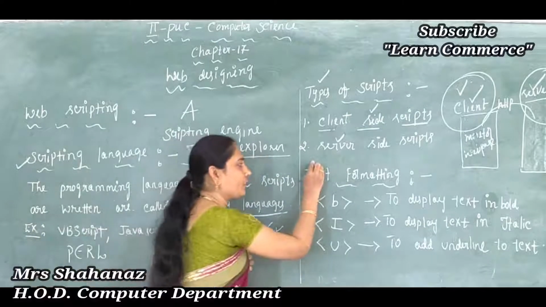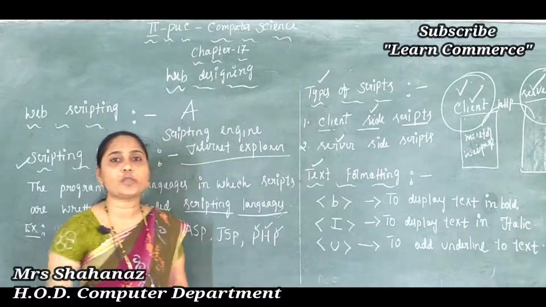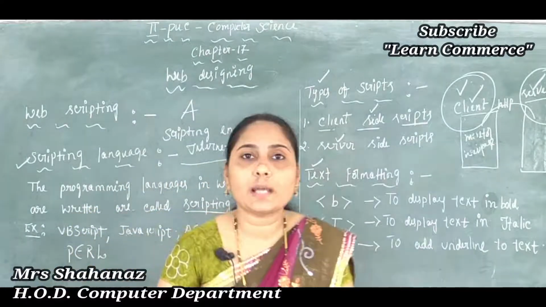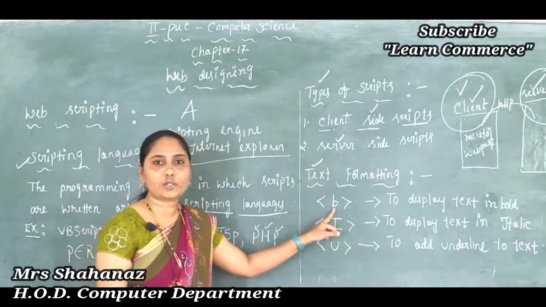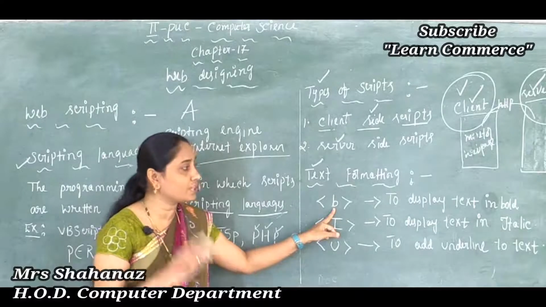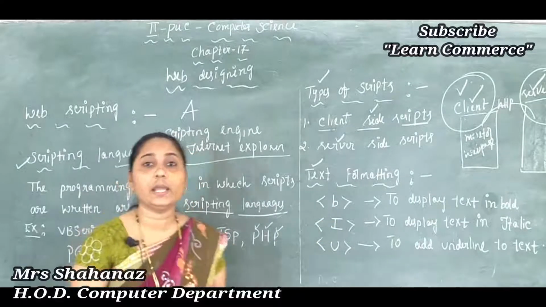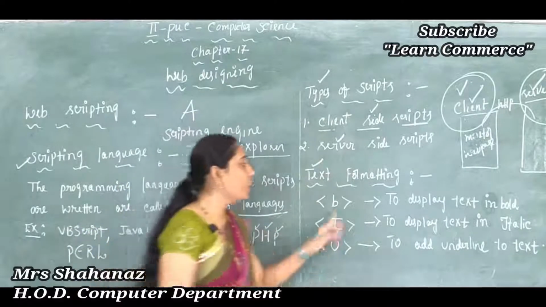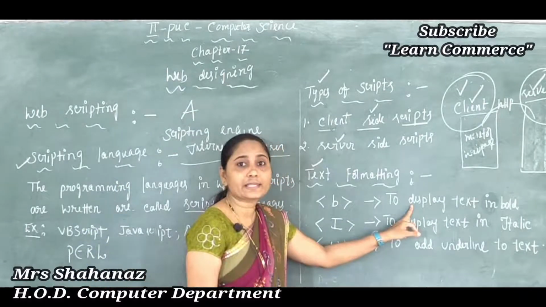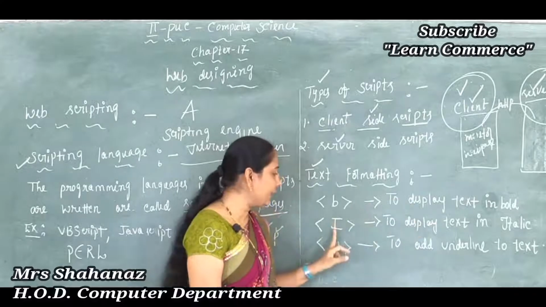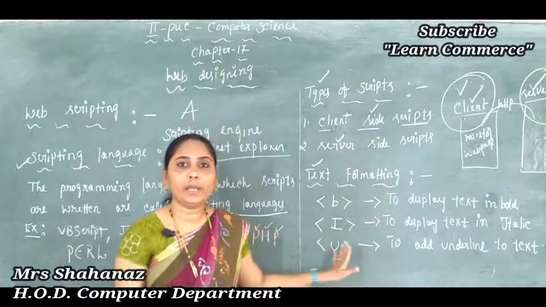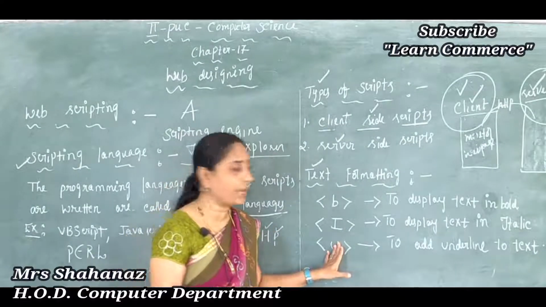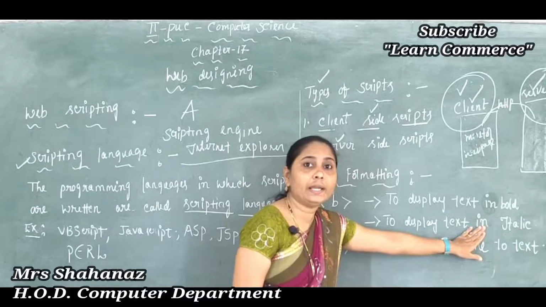And lastly, it is a very important question, text formatting for 3 marks. So some of the text formatting tags are, first one is the B. The B is called bold. That means if you want to display any text in a bold manner. Clear this point here. So the B displays the text in bold. Second one is the I, that is called italic. Clear this point here. Any text information is displayed in an italic manner, in italic font.